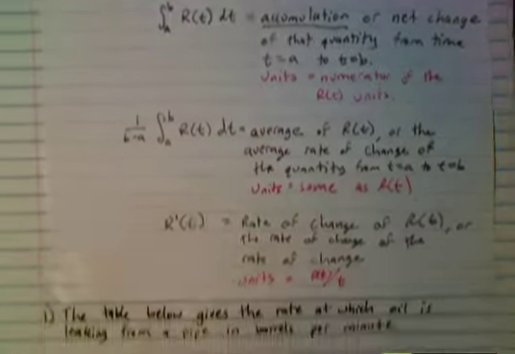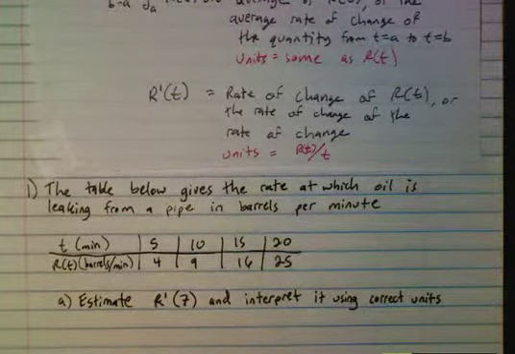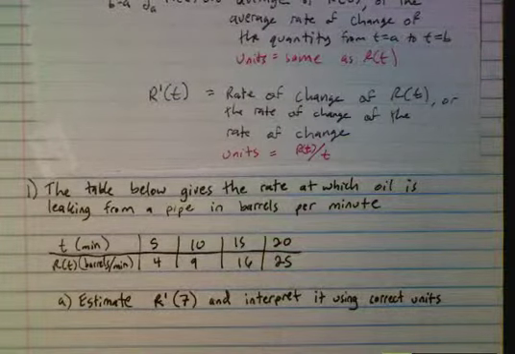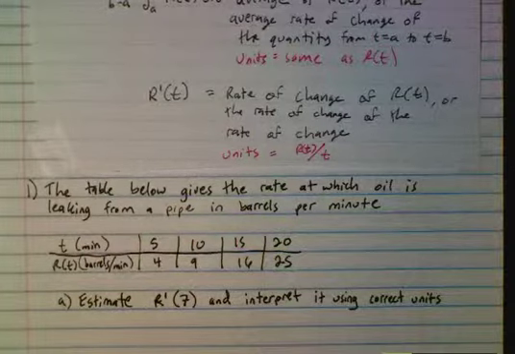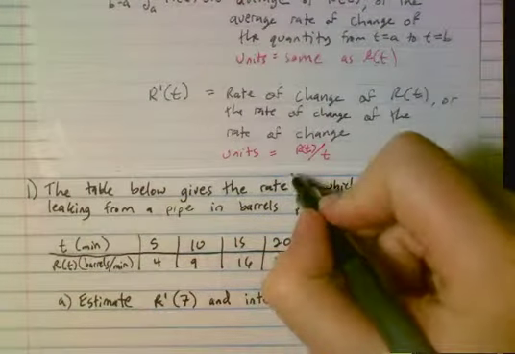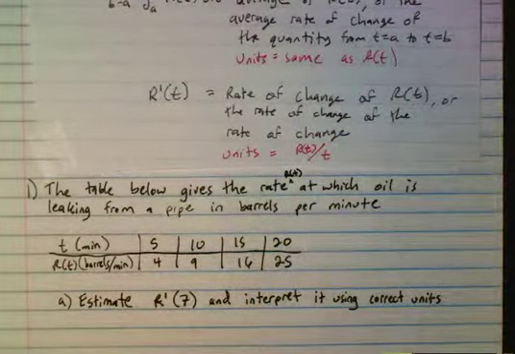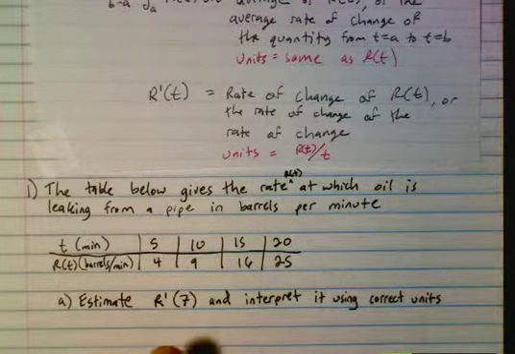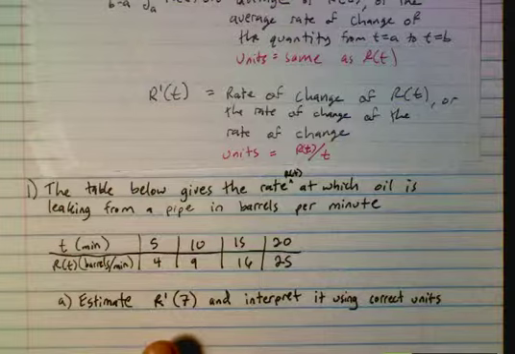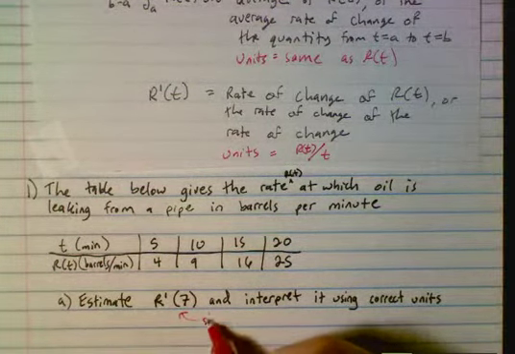Let's look at a problem like this. The table below gives the rate at which oil is leaking from a pipe in barrels per minute, times in minutes. The rate is in barrels per minute. Actually, I'm just going to mark this as R of T. Estimate R prime of 7 and interpret it using correct units. So this is the derivative. This is the slope of the tangent line.